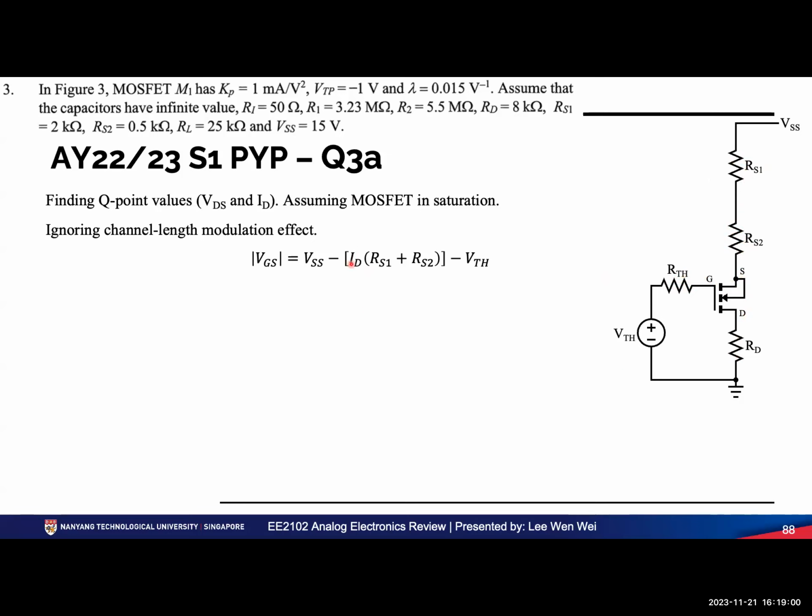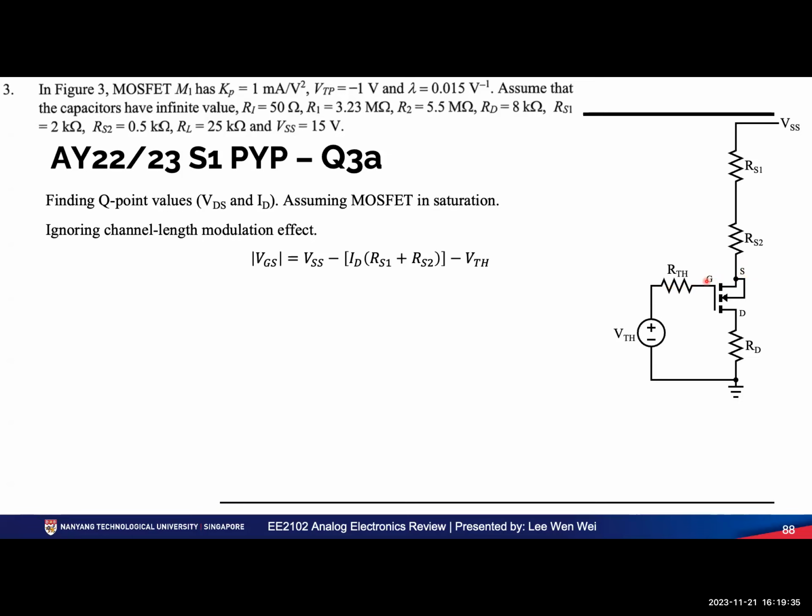In this case, I just wrote ID, but actually it's IS equals ID. Because here you're looking for ID, you don't care about IS, but it's the same. So it's VSS minus the voltage drop across these two resistors, across VGS. Then it equals VTH. There's no voltage across RTH because there's no current. So actually at point G, VG is equal to VTH.